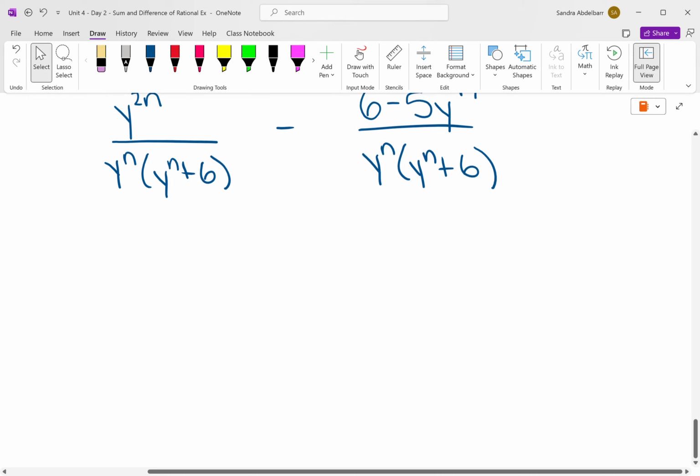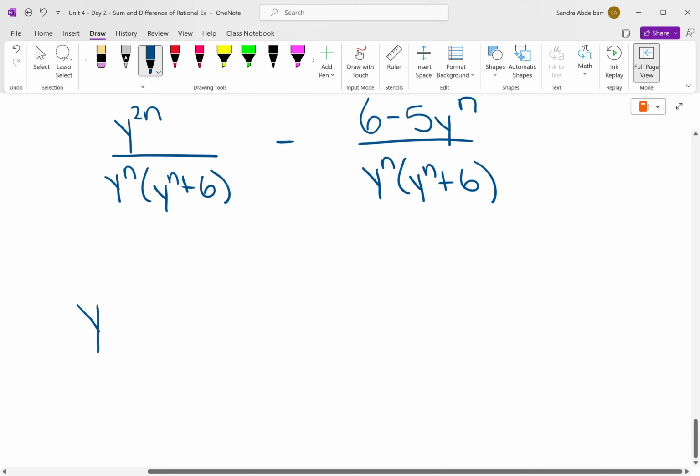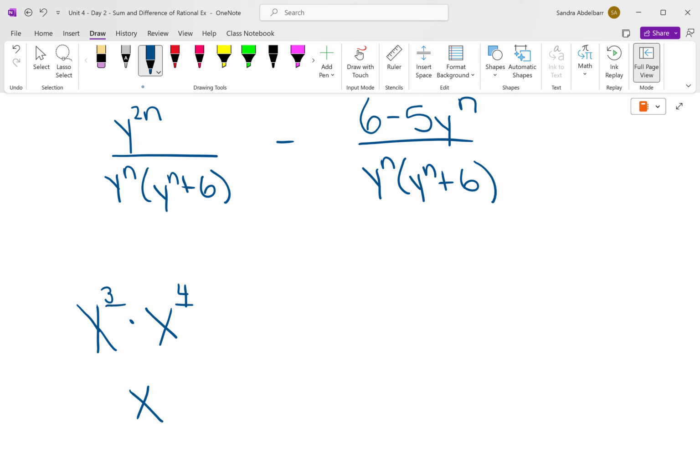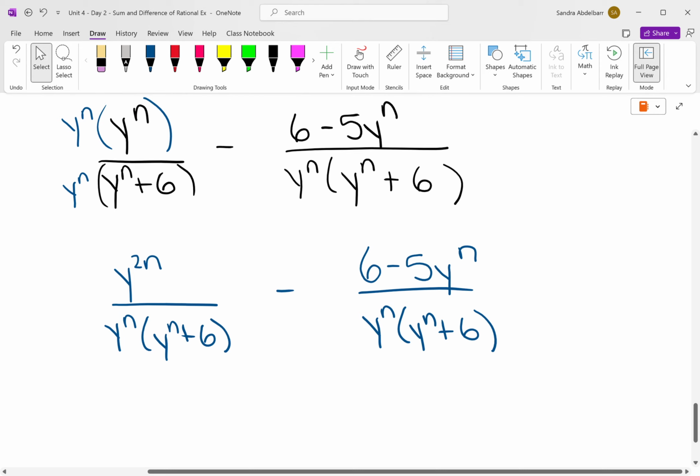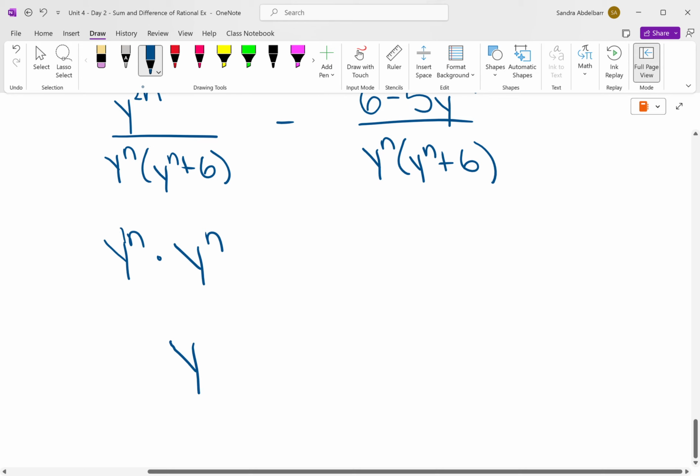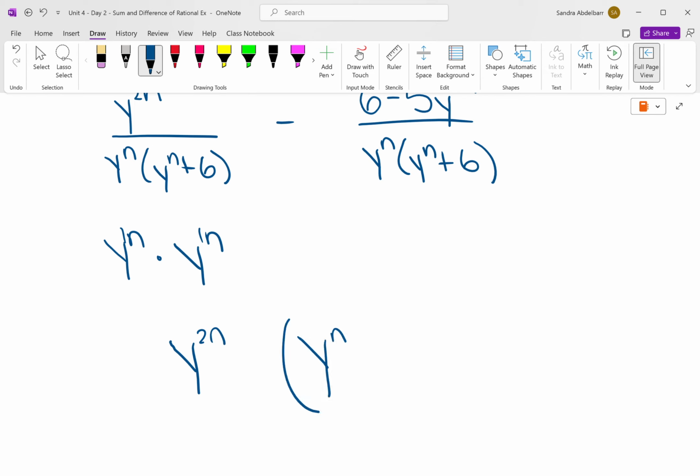How is it 2n? Because when you're multiplying, if you have, let's say, x to the third times x to the fourth, you keep your base and you add the exponents. But aren't you squaring it? We're not squaring it. It's y to the n times y to the n. You're multiplying it, so you keep your base and you add your exponents. 1n plus 1n is 2n.